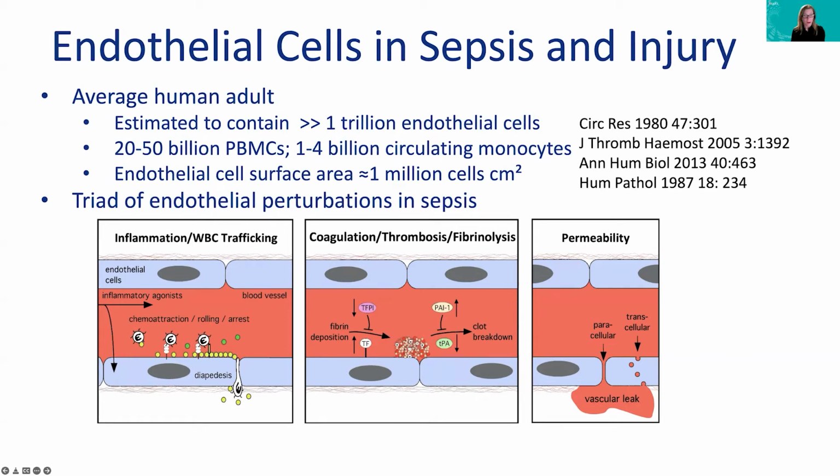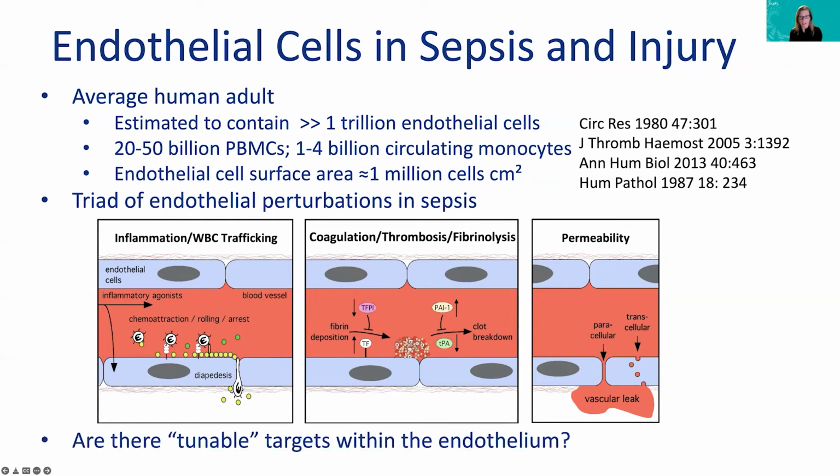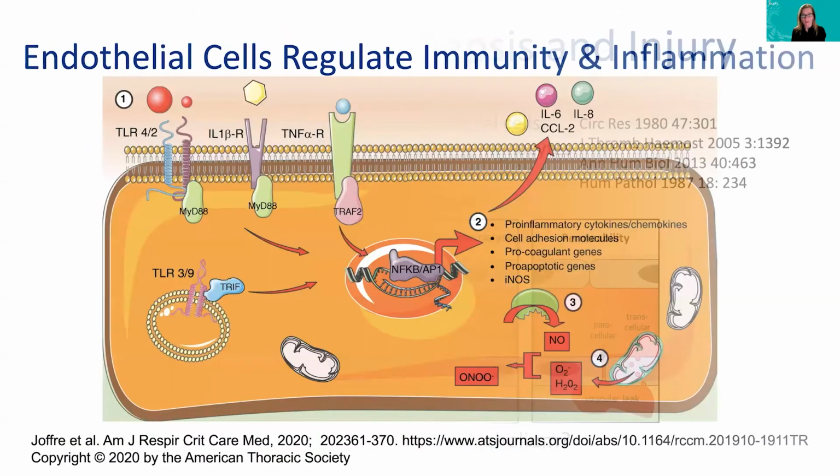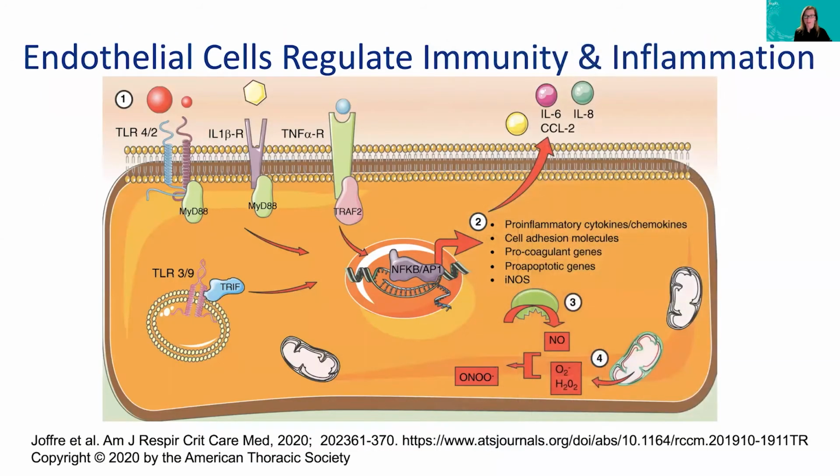This slide is a rough depiction of what I call the triad of endothelial perturbations in sepsis. Because of the central role of the endothelium in the host response to sepsis, it has long been proposed as a target for sepsis-directed therapies. These next 3 slides provide some more detail about the triad of endothelial perturbations in sepsis.